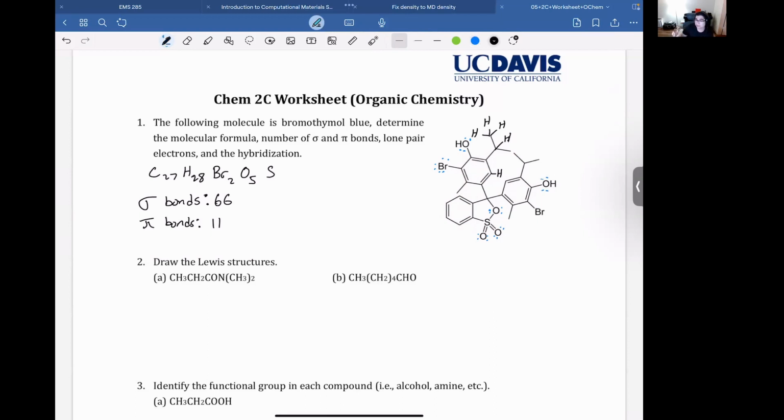So oxygen needs two lone pairs to have a formal charge of 0. Typically wants to be bonded to two things with two lone pairs. Bromines typically want to be bonded to one thing, or halogens, and have 3 lone pairs. We count all these lone pairs up, and you get 16.